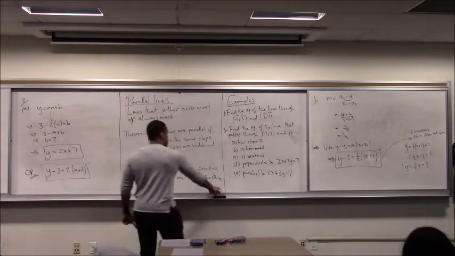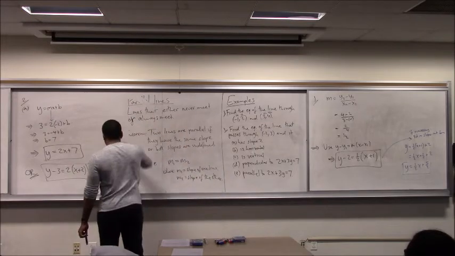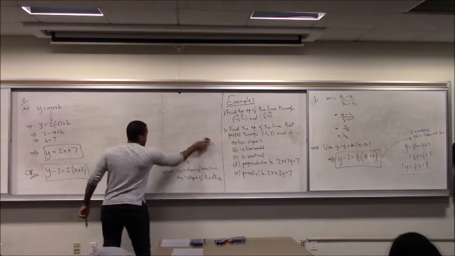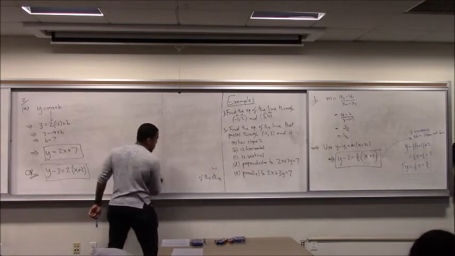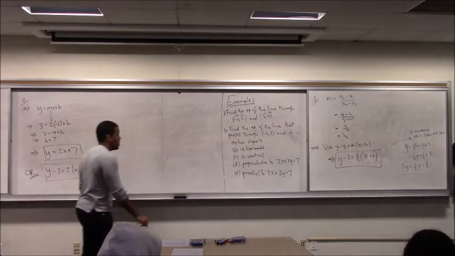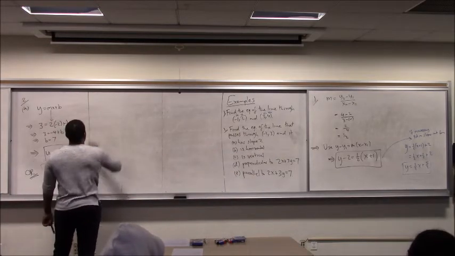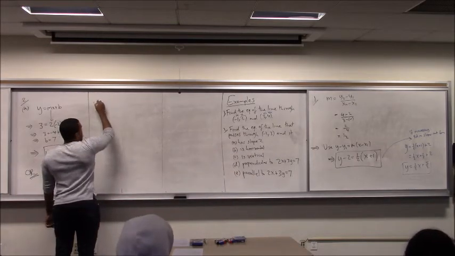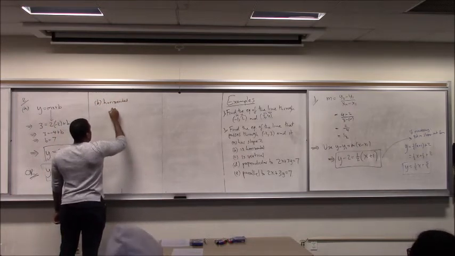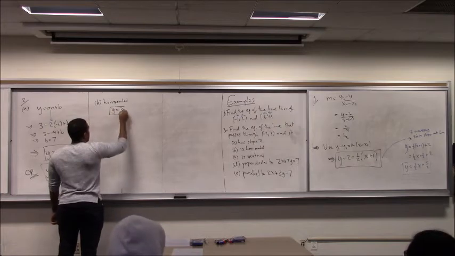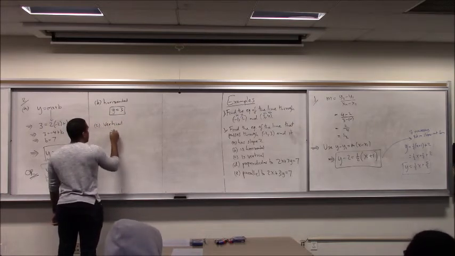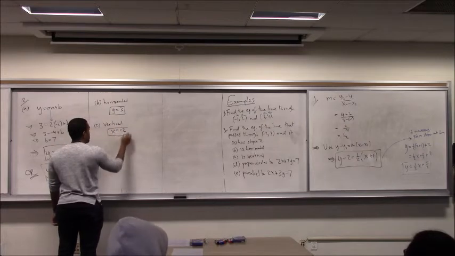What about b, horizontal? Right, y equals 3, because horizontal means it always has the same y value. This point tells you that the y value it passes through is 3. So there's nothing else to say here. For b, horizontal, y equals 3. What about vertical? x equals negative 2. Really nothing to show there.